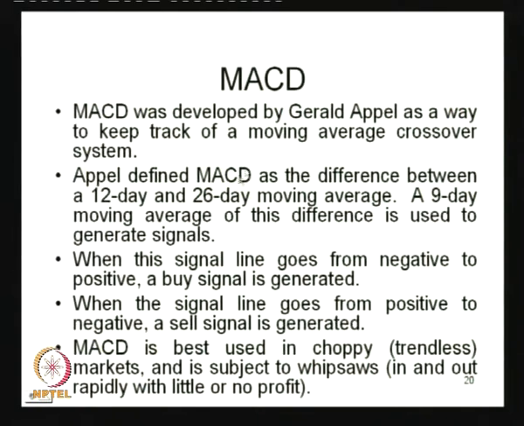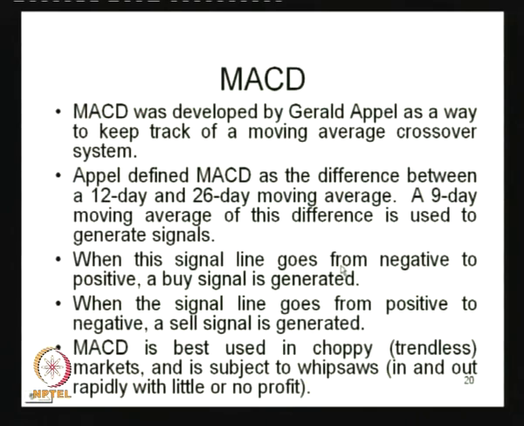One by one, let's look at the MACD, the moving average convergence divergence. It was developed by Gerald Appel to keep track of a moving average crossover system. He defined the MACD as the difference between a 12-day and 26-day moving average, and a 9-day moving average of this difference is used to generate signals.